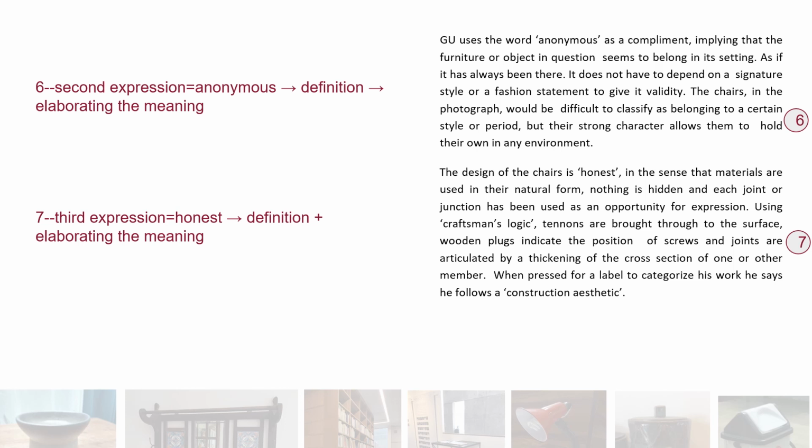The next two paragraphs introduce two more qualities. One brought in again as a word GU uses, the other introduced differently. The design of the chairs is honest. Even here, the meaning of this choice of word usage is immediately explained.